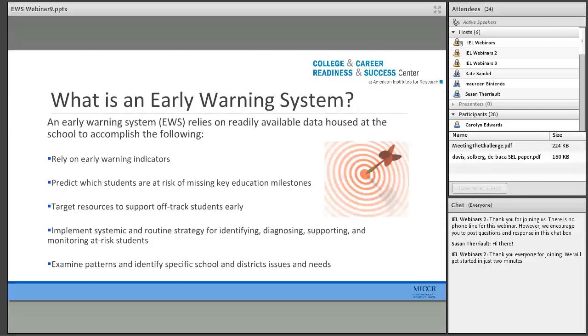This early diagnosis is really important. It's a lot easier to intervene early than it is when, for example, a student has already left school. It allows you to implement a systemic and routine set of strategies for identifying using the early warning indicators, diagnosing using supplemental information, and supporting and monitoring at-risk students. At the school, district, and even state levels, it allows stakeholders to examine patterns and identify specific school and district issues and needs, to ensure that the appropriate supports and resources are being provided to those most at risk.